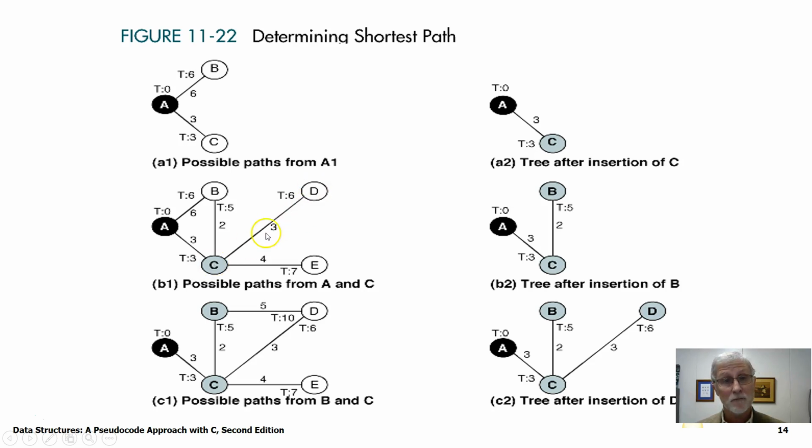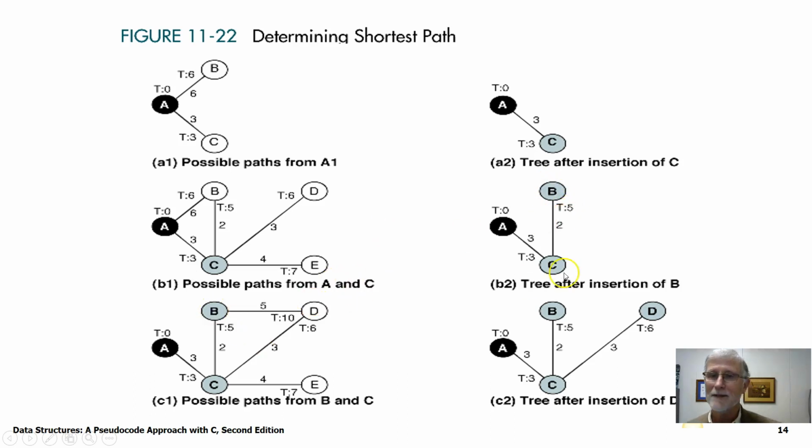C could also go to D, which would give me, adding a 3 there, from A to D would be 3 from A to C and 3 from C to D. And the cost to E would be, adding the 4, a total cost of 7. So what am I going to add? My minimum cost is total cost C is T5, so I'm going to go A, C to B, add that because that was the cheapest cost.